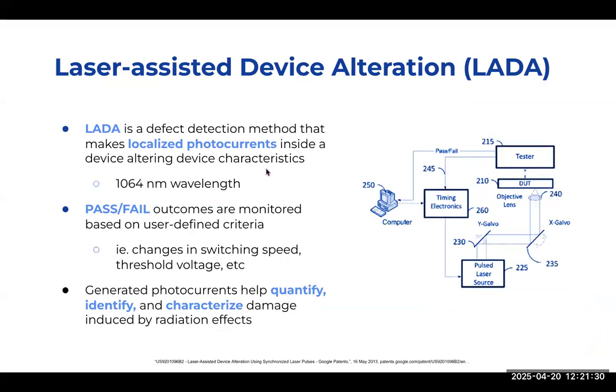Laser-assisted device alteration, or LADA, is an imaging technique that helps with determining where a potential fault is on the device. The device that undergoes LADA will be exposed to a 1064 nanometer wavelength that will generate a localized photocurrent on the device to alter its characteristics. Depending on how much these device characteristics change from the original value will determine if the device passes or fails.